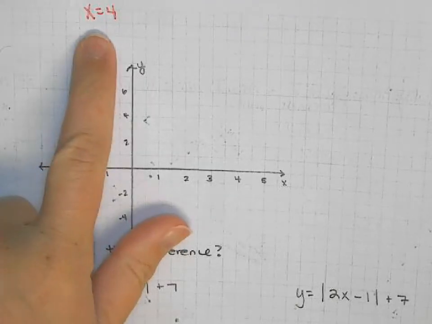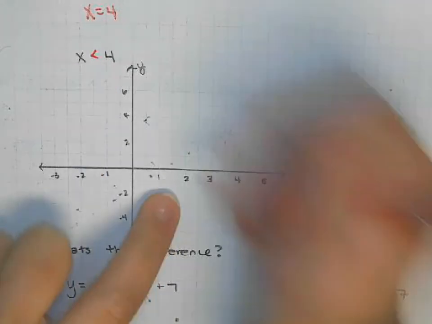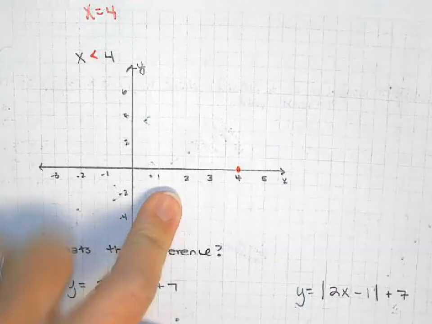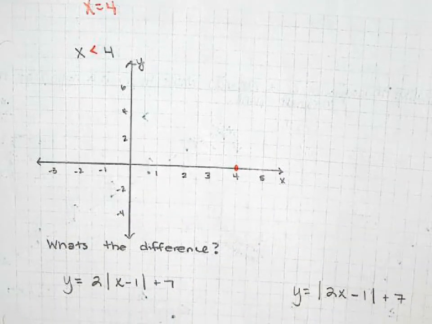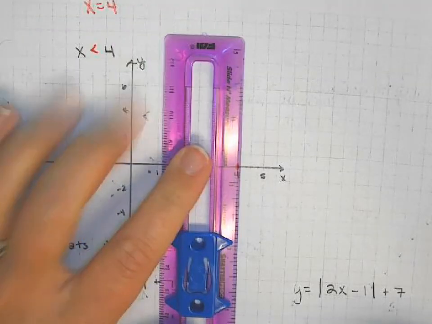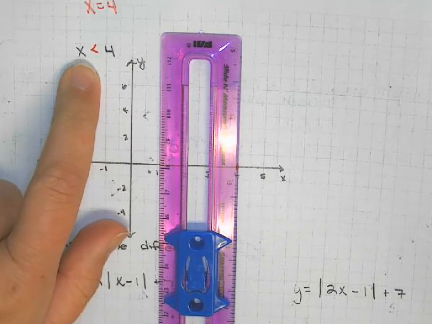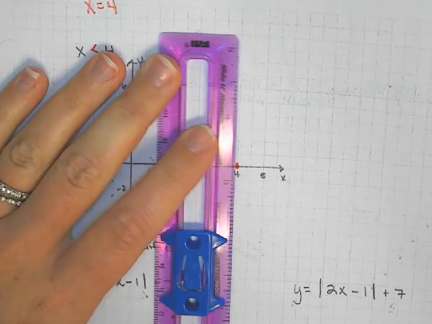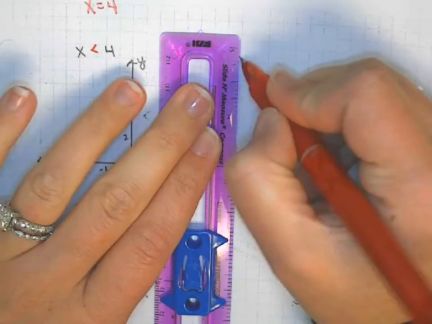If it's missing one of those 2 variables, it's either a horizontal line or a vertical line. This is x equals, so it has to go through the x-axis at 4. So that would have to be a vertical line. Now because it's less than, we're going to use a dashed line. So we're still making it a vertical line. It's going to be dashed.